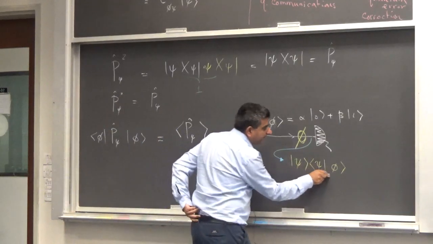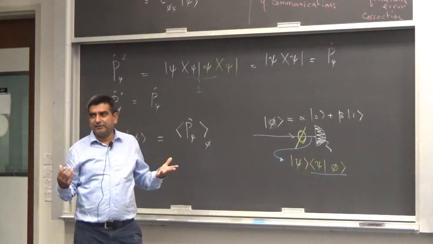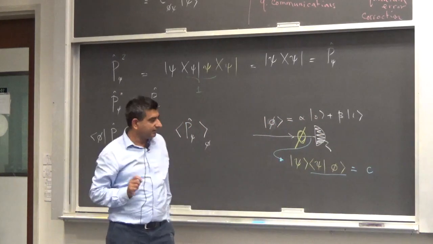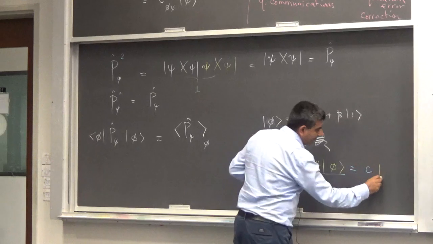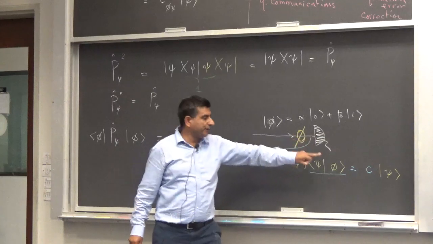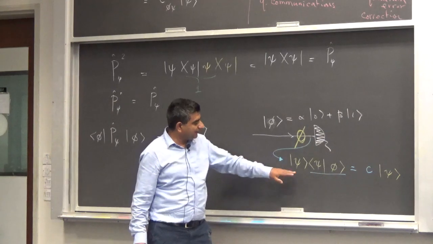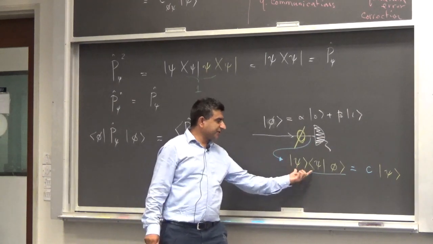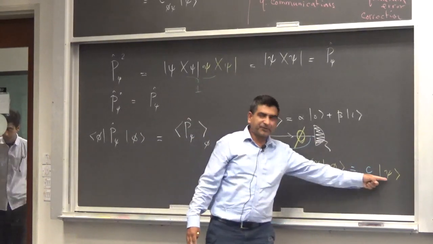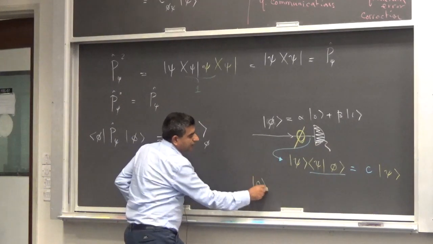Now this must be some complex number. Let's call it C. So this is some complex number C, a scalar, followed by this state psi. So a new state has been created here, which is proportional to ket psi, which is the state from which this projector is built. So this projector is projecting onto the state psi. Suppose this operator were ket 0, bra 0.